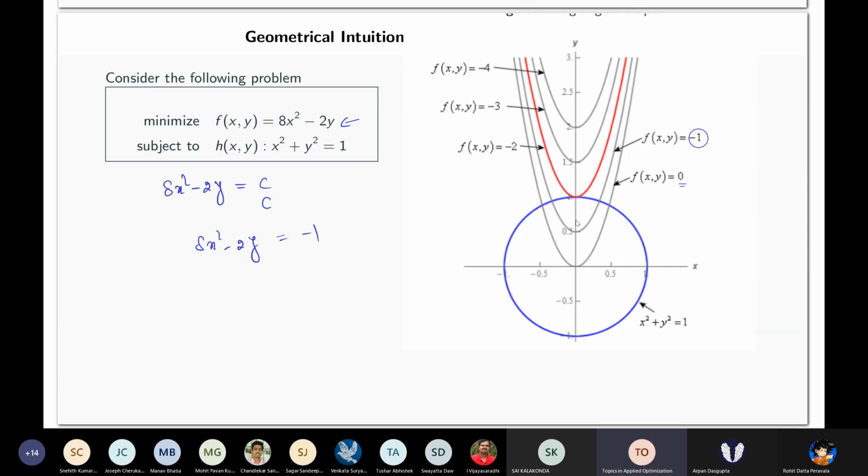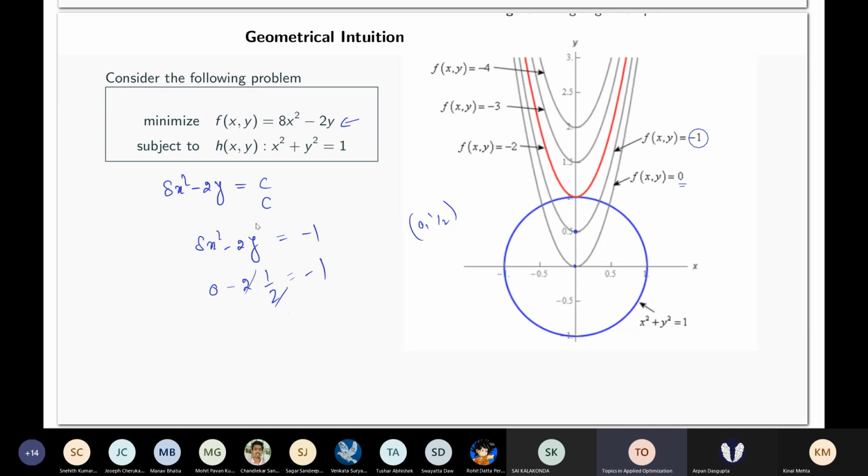We can check at x equal to 0 and y equal to 0.5. Since it claims that it's passing through this, we have to check that this satisfies it. So at 0 and half, it's 0 minus 2 times half. Yeah, it's actually correct, I'm sorry. So it's -1 equals -1. So these are correct plots.